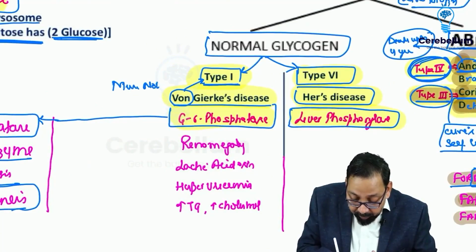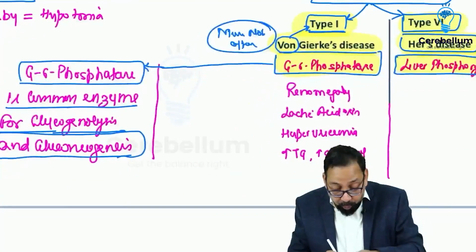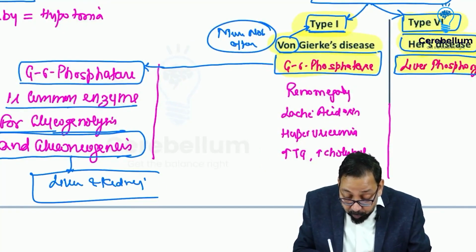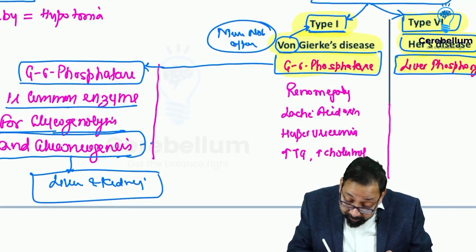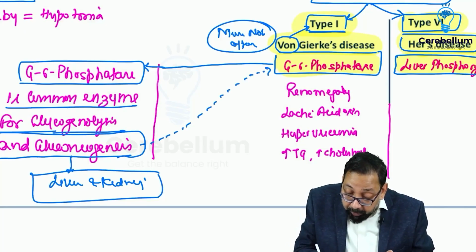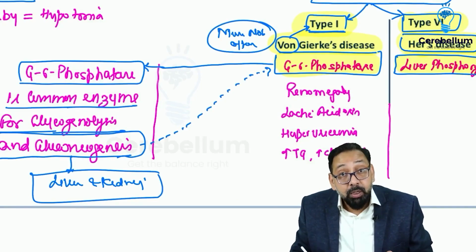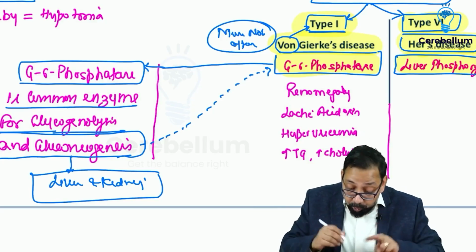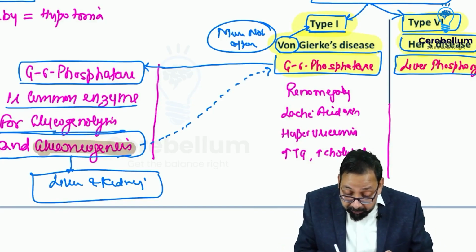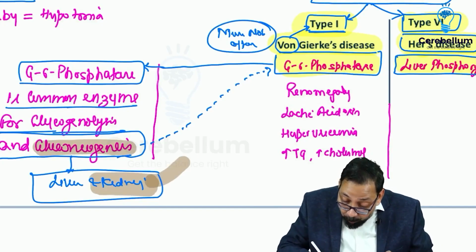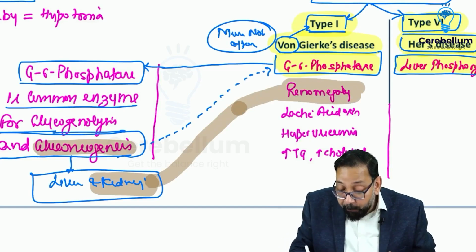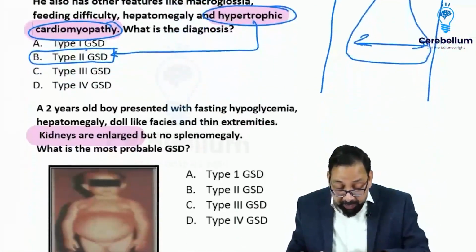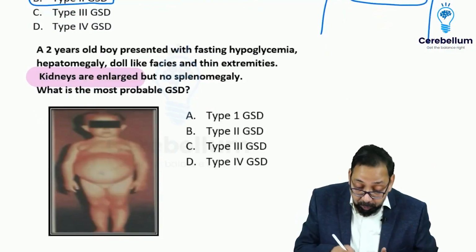Muscles are not affected. You know, gluconeogenesis occurs in liver and kidney. This enzyme is also involved in gluconeogenesis, so gluconeogenesis is also affected in von Gierke's disease, which means the kidney is also affected. Renomegaly, this is the catching point. Whenever a clinical scenario question has the word renomegaly, immediately think of type 1 glycogen storage disease.